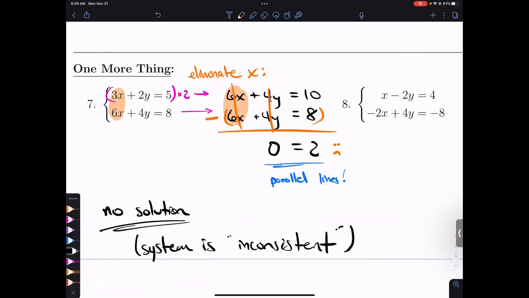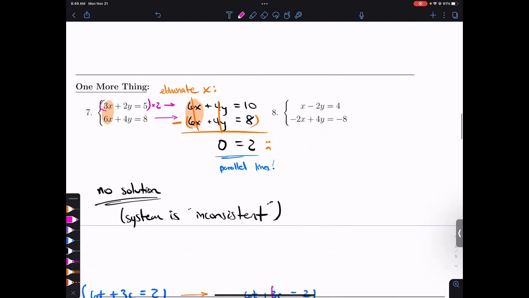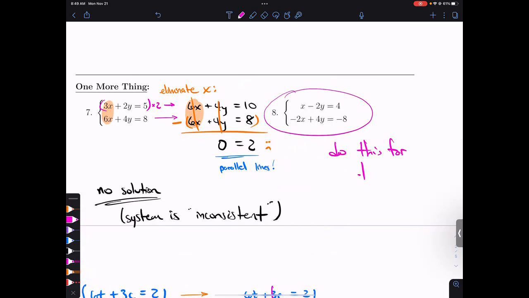Okay, I will leave 8 for you to work through and think about what happens there. Do this for tomorrow. Again, a weird thing is going to happen. Again, I would say take a look at the graph and see if you can figure out what that weird thing means. We'll pick up there.